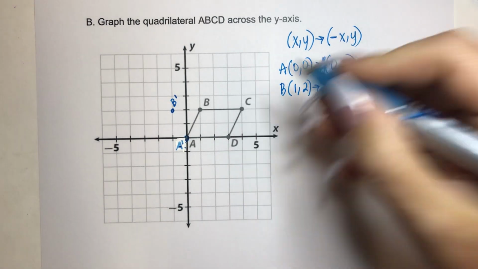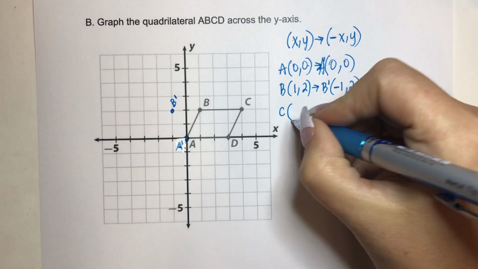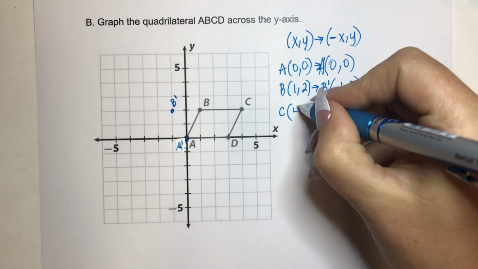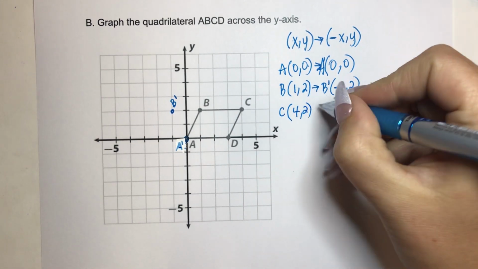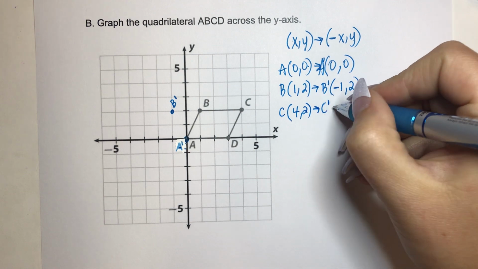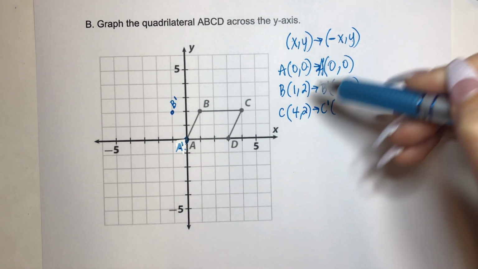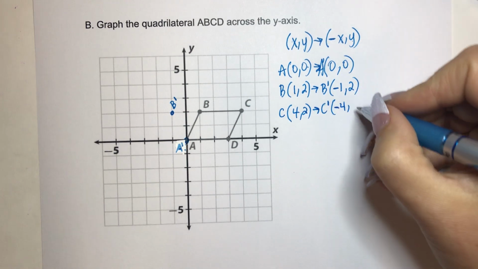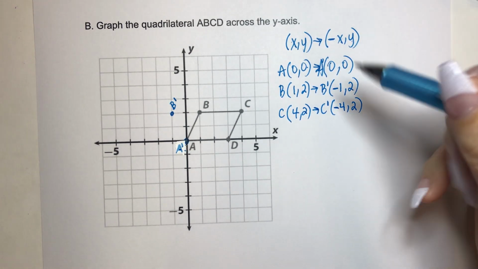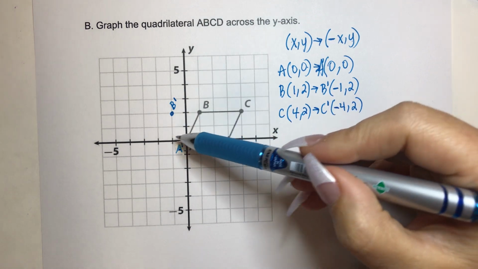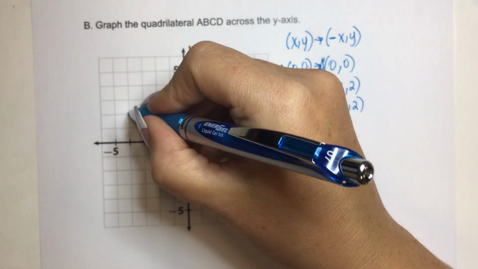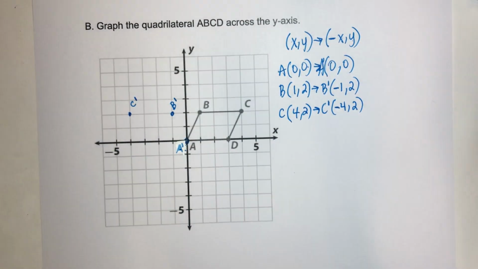Okay, now on to C. C is 1, 2, 3, 4, up 2. And that's going to become C prime, where the x becomes negative, and the y stays the same. Then we're just going to graph that. So negative 4, 1, 2, 3, 4, and up 2. Here is the C prime.